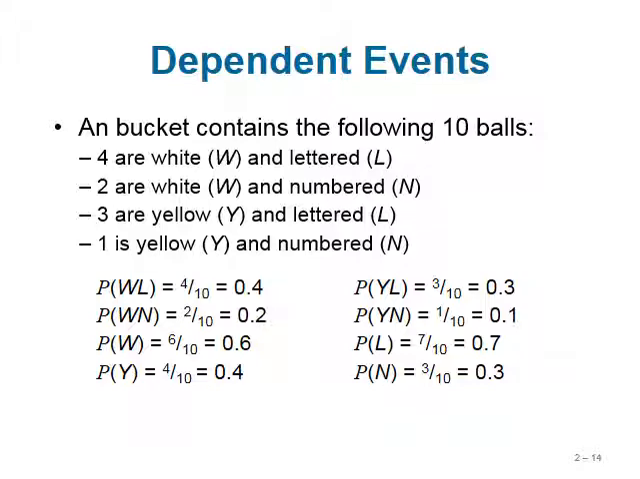If we select a ball at random, what is the probability of selecting a ball that is either yellow or numbered? To find this, we can add the probability of a yellow ball, 0.4, plus the probability of a numbered ball, and subtract the overlap of the probability of a yellow numbered ball. This gives us a probability of 0.4, or 40%.